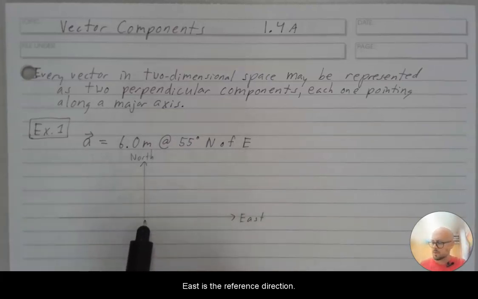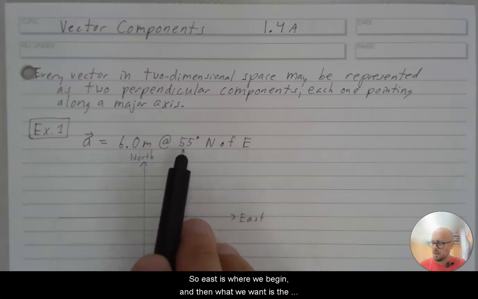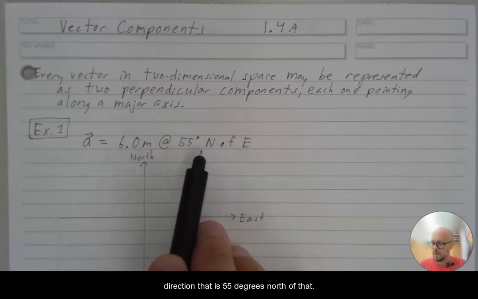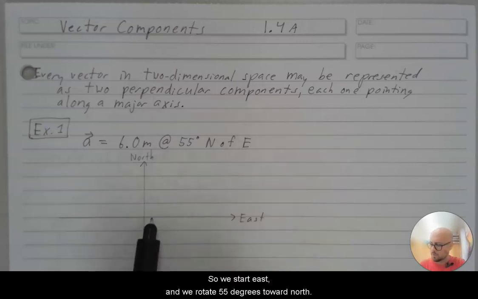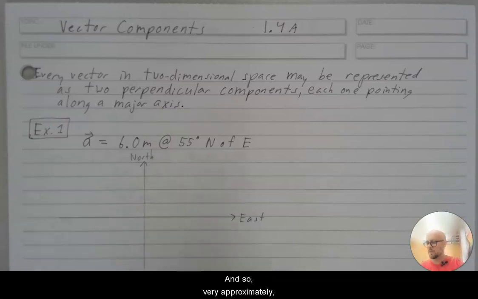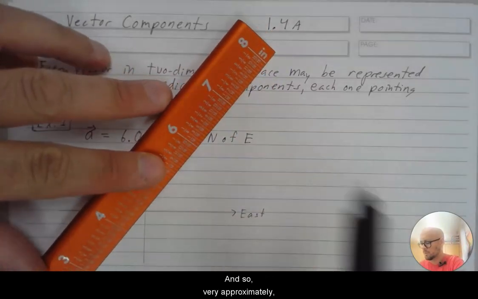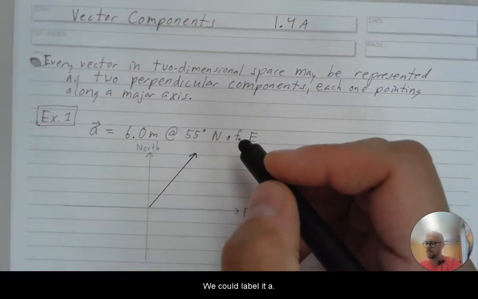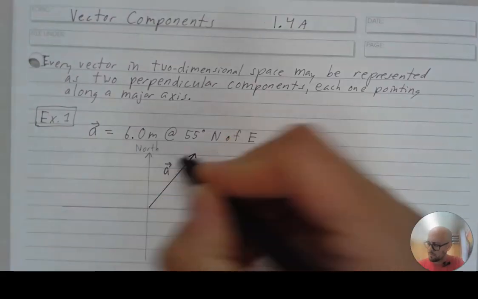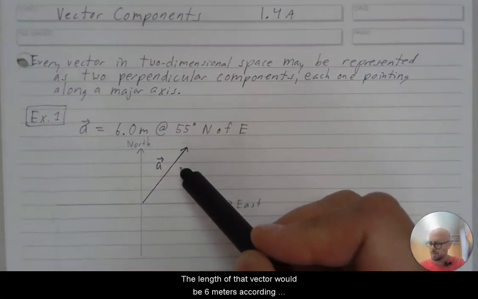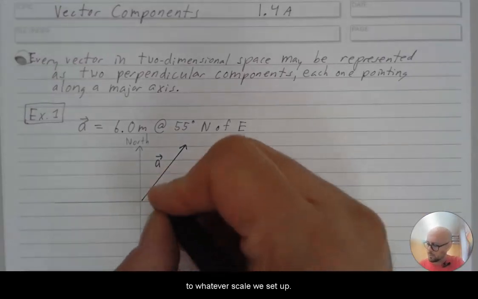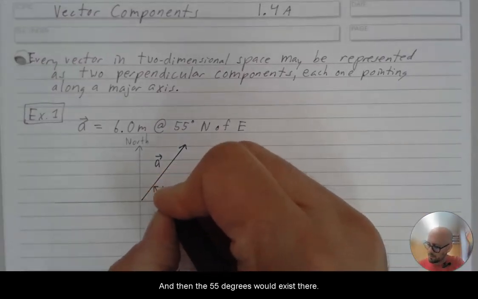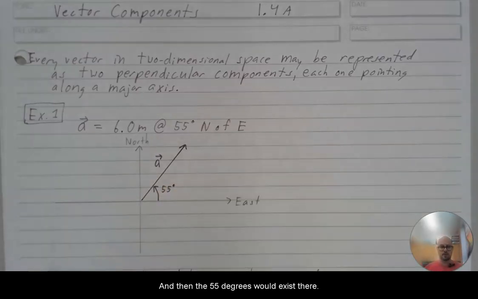East is the reference direction, so east is where we begin. And then what we want is the direction that is 55 degrees north of that. So we start east and we rotate 55 degrees toward north. Very approximately, we would have an arrow that looks like this. We could label it A. The length of that vector would be 6 meters, according to whatever scale we set up, and then the 55 degrees would exist there. That's what the vector looks like.